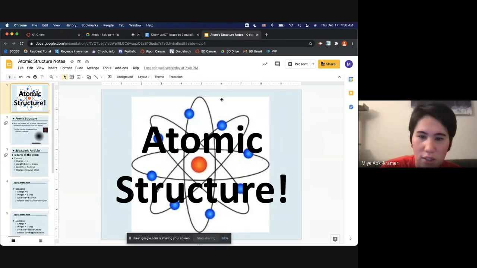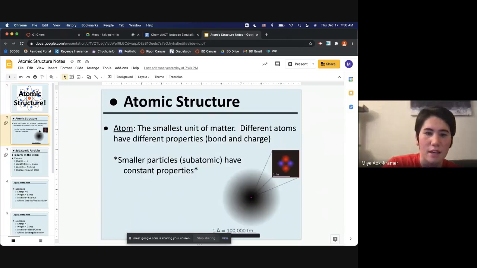So here's the atomic structure, and the atom is the smallest unit of matter. Different atoms have different properties, like bond and charge. And smaller particles, subatomic particles, have consistent properties. This presentation is linked in the quiz if you want to review again later. We're going to walk through this right now, take the quiz, and then move on to our next activity. Then I'm going to use that quiz to figure out what we need to review before the test next Tuesday.